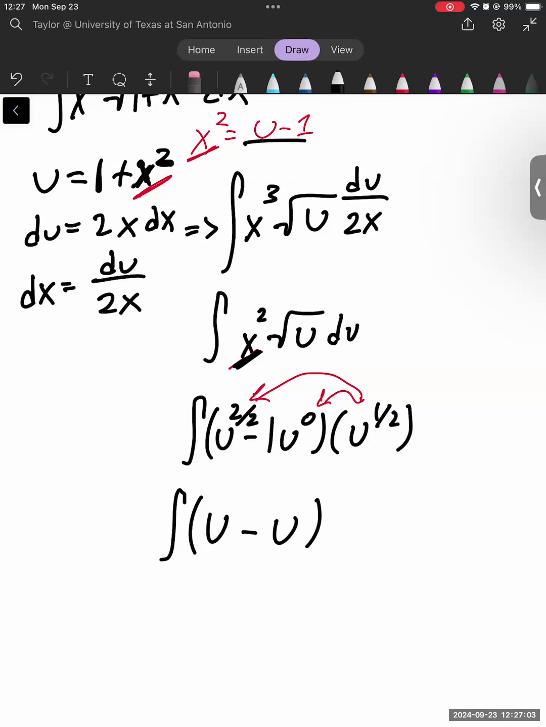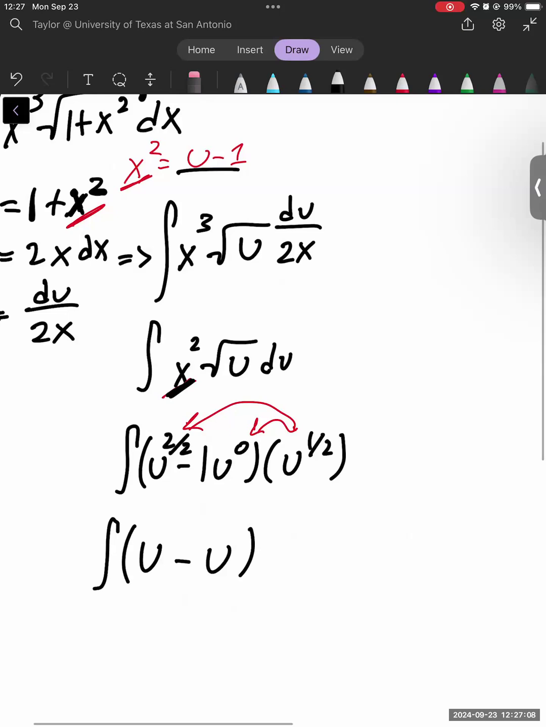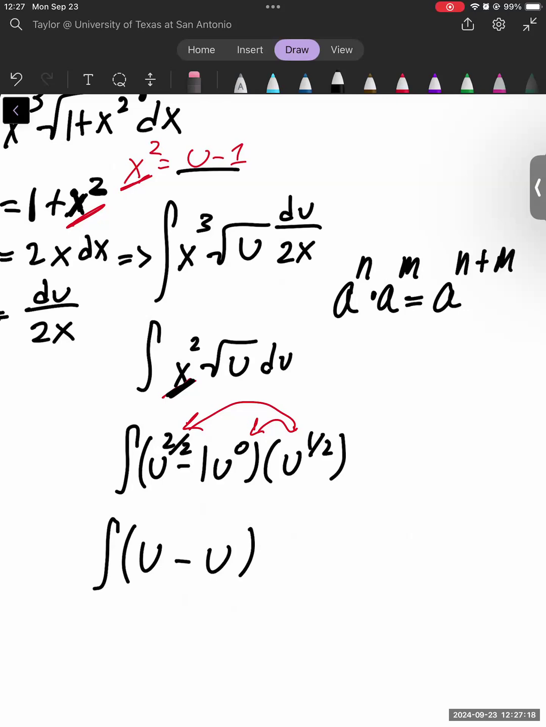So just to give everybody a little algebra recap, if I have a to the n times a to the m, thank you, Bianca, I get a to the n plus m. And so in this case, I have the same base, u and u. So I would get u to the 3/2. And then here, same thing, I have 1/2 plus 0, giving me 1/2. All right, and then du.